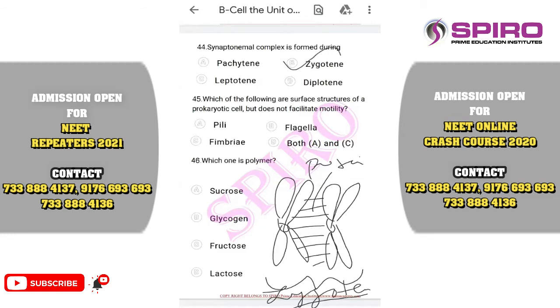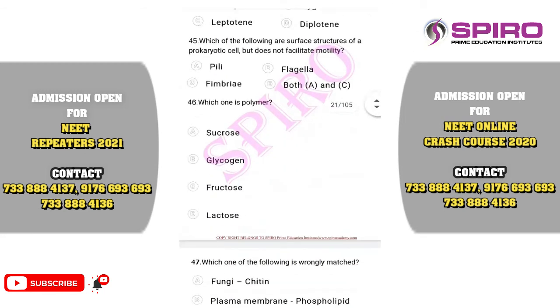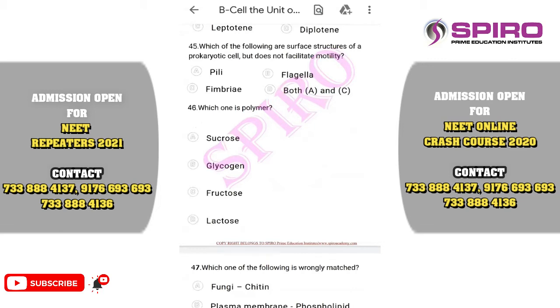Question number 45. We have seen this question already: which does not facilitate motility? We know it is the pili and fimbriae. So the correct option is A and C, because they help in attachment only.